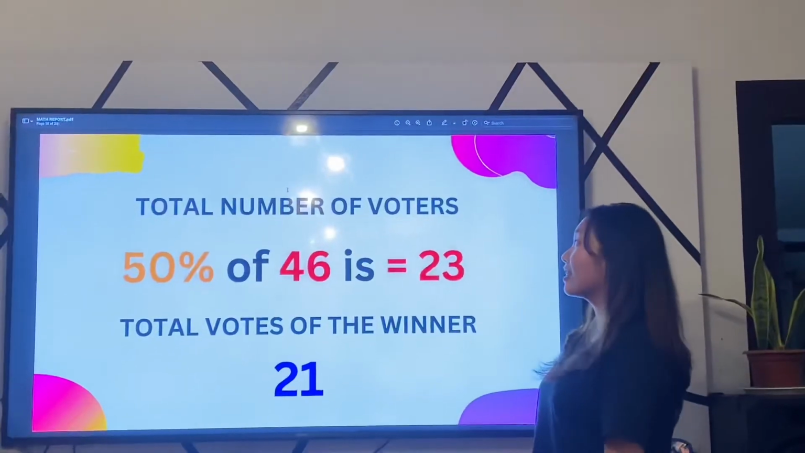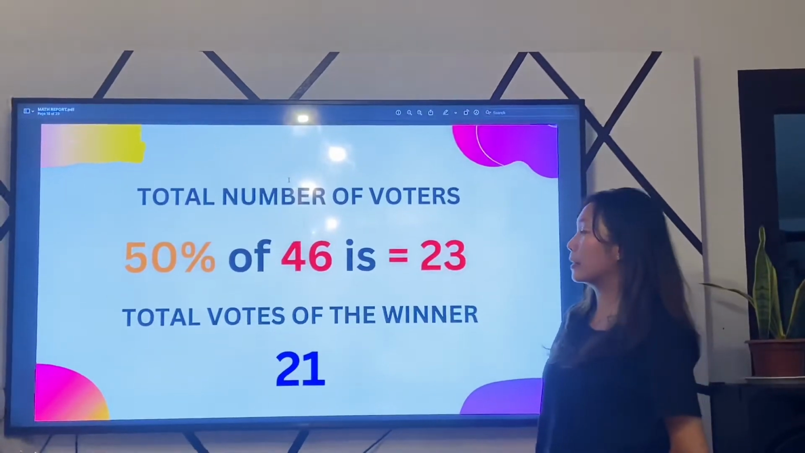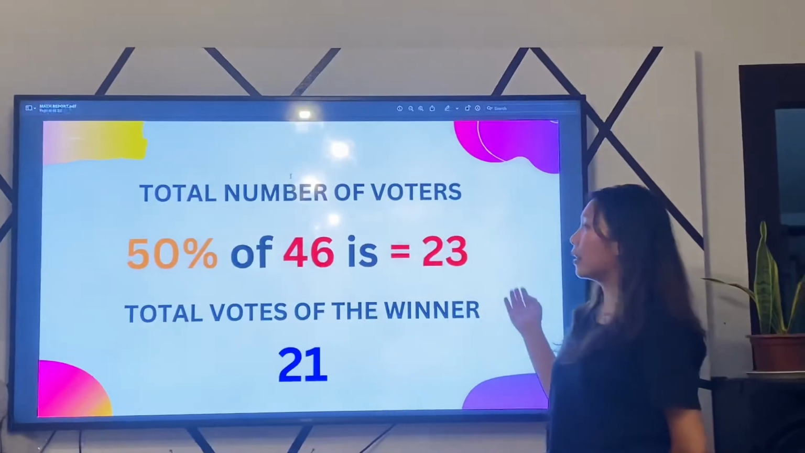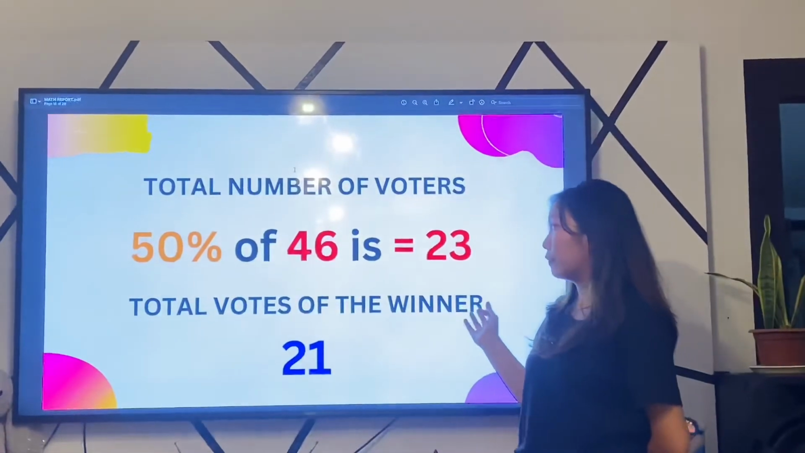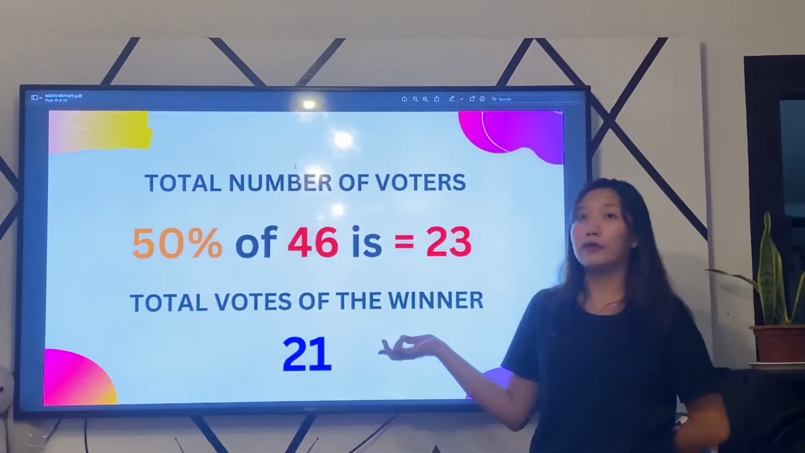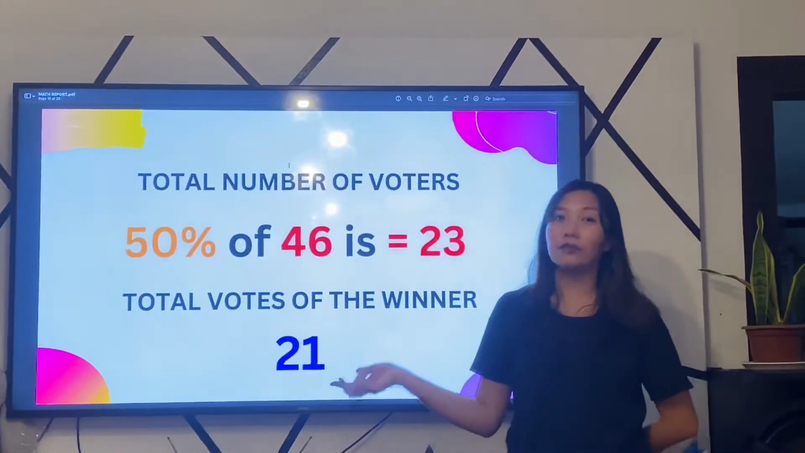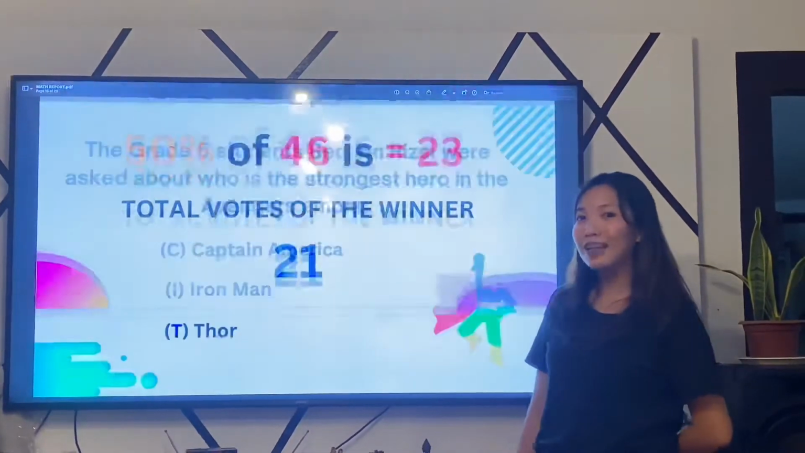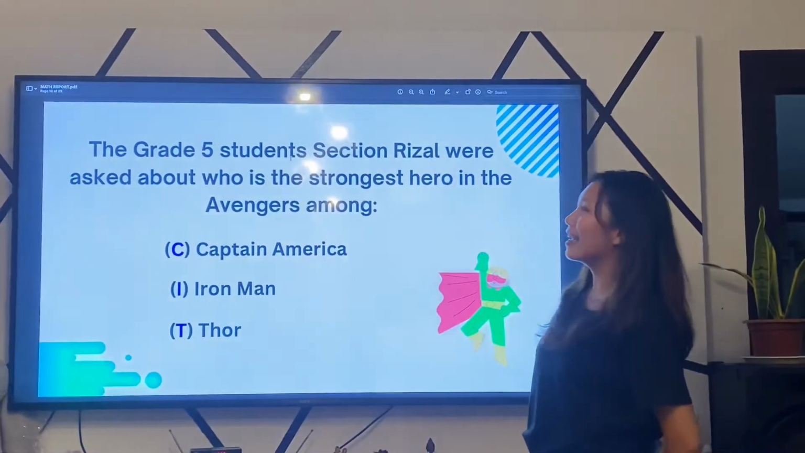So since the total number of our voters is 46 and 50% of 46 is 23, and the total votes of the winner is 21. As you can see, it didn't reach 50%, but with the plurality method of voting, we still consider it as a winner. Next, we'll proceed to another example.